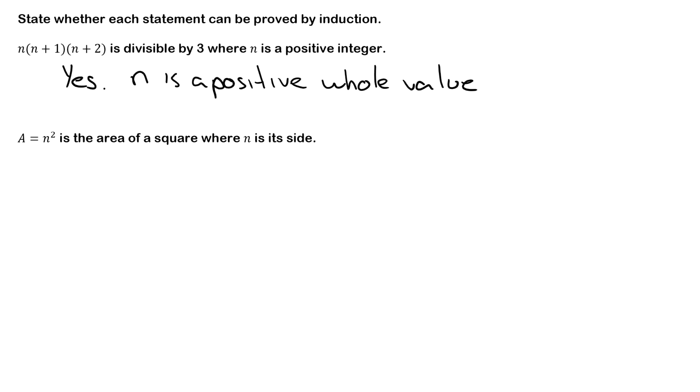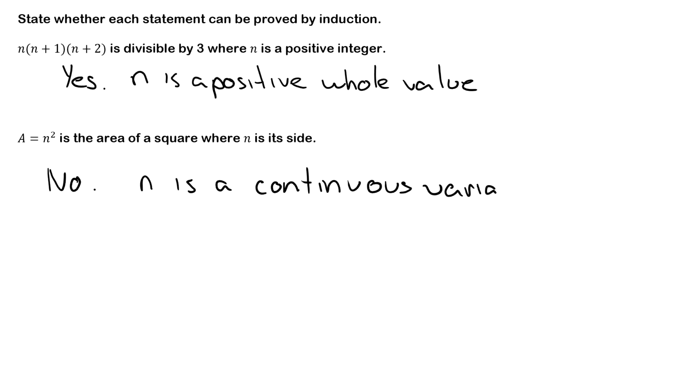A equals n squared is the area of a square where n is its sides. Now, this is not possible. This is no, and the reason this is no is because n is a continuous variable. It is not a whole number.